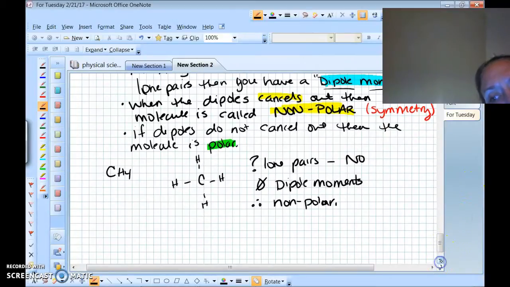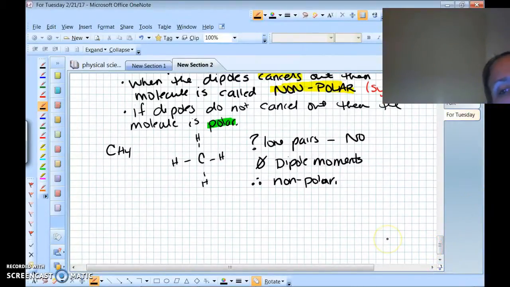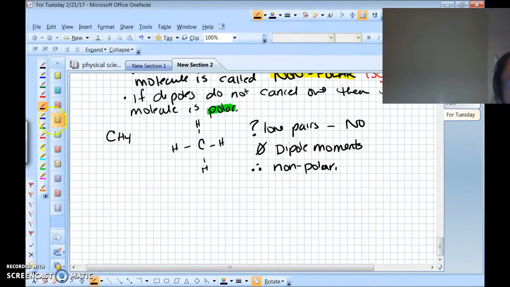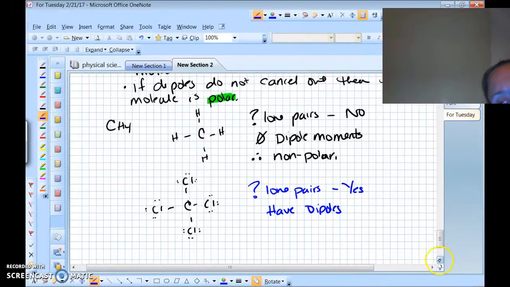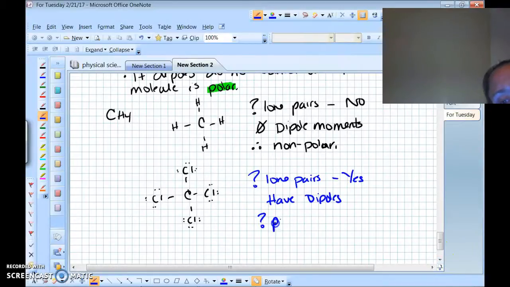Now, let's take a look at a couple more. Let's change this from CH4 into like CCl4. Like this. Alright, so question number 1. Are there any lone pairs anywhere in this molecule? The answer is yes. That means we have dipoles, or dipole moments. So now the next question is it polar?